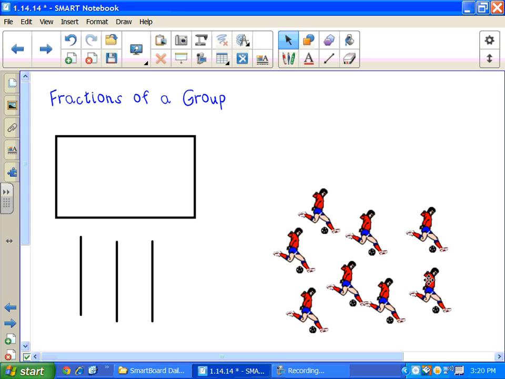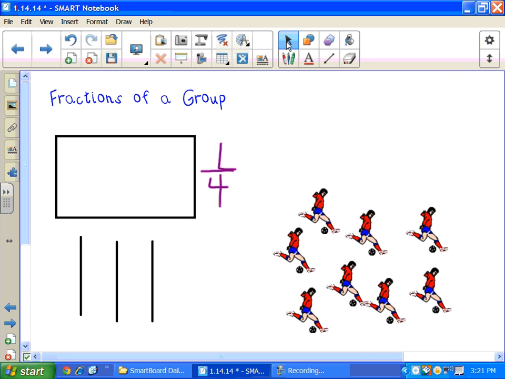Tonight we're going to talk about fractions of a group. So far we've basically talked about fractions of an area, like the area of this rectangle that you see on the board. So let's talk about how we found a fraction of an area of this rectangle. If I wanted to find the fraction 1/4, I want to show what 1/4 of that rectangle looks like.